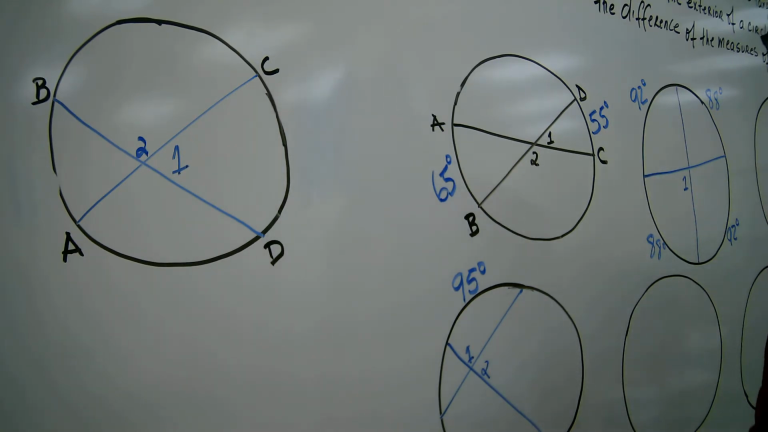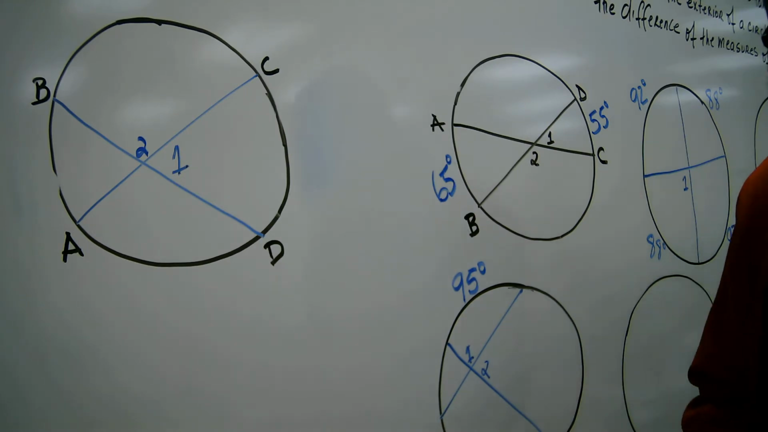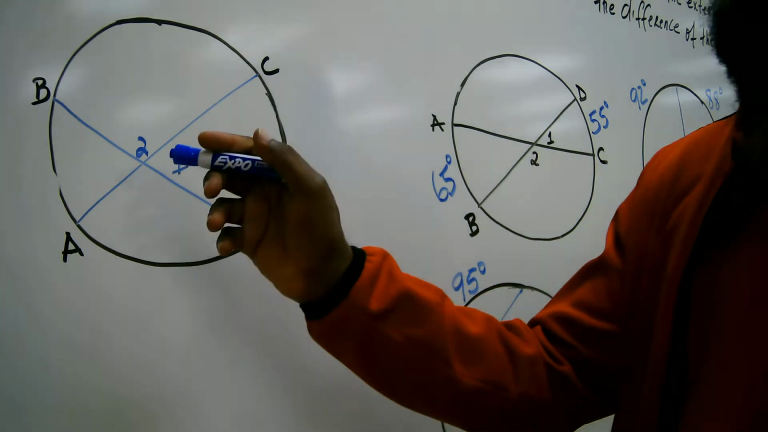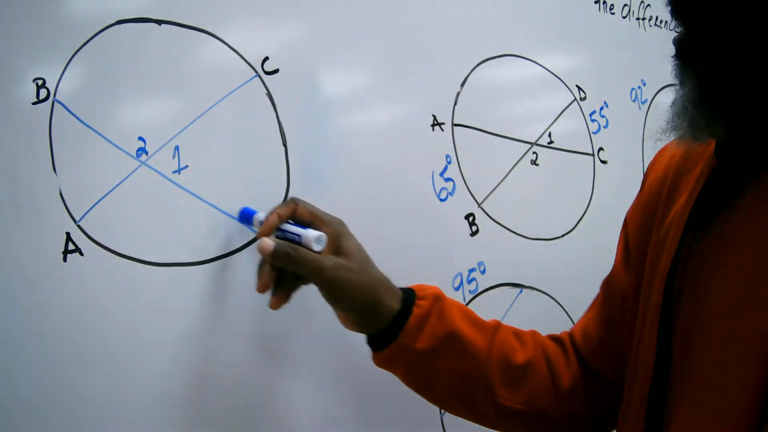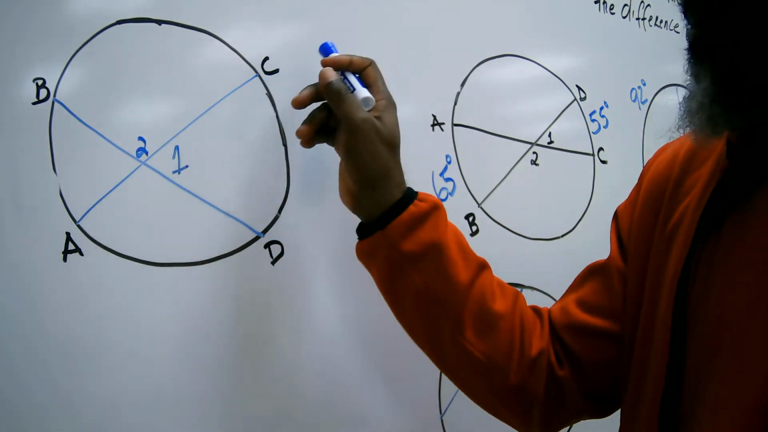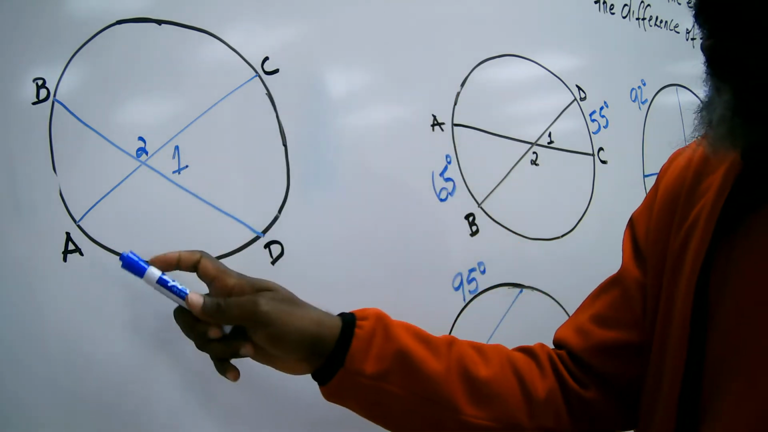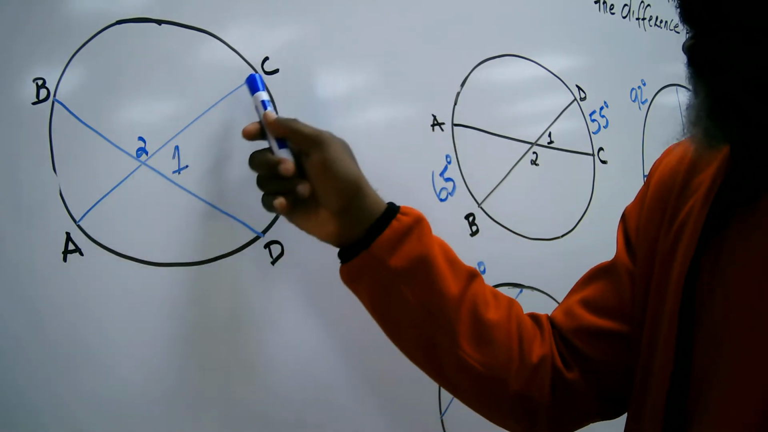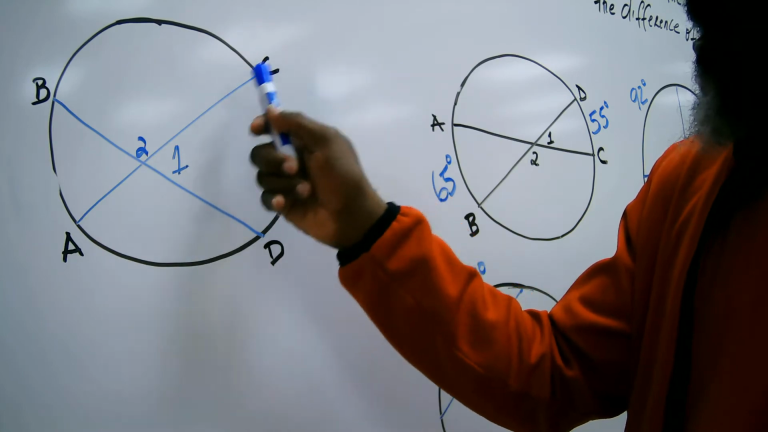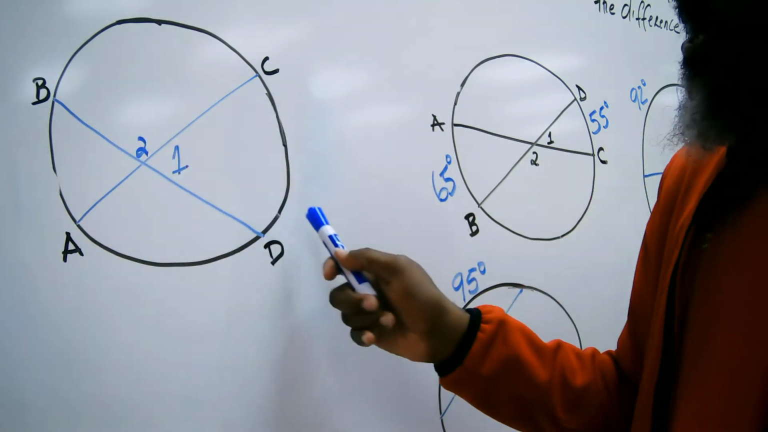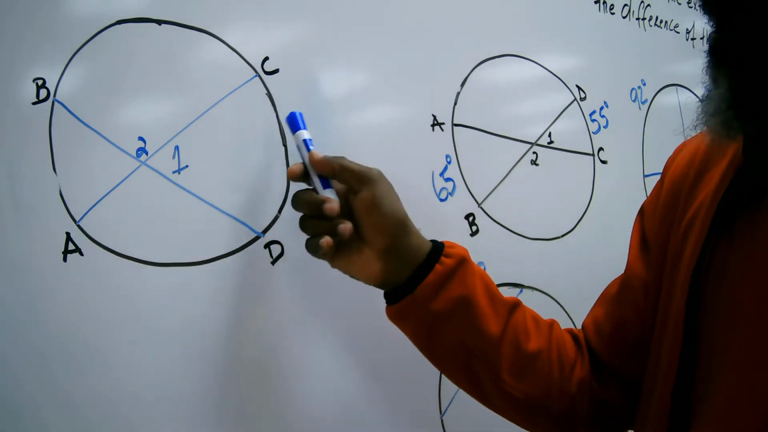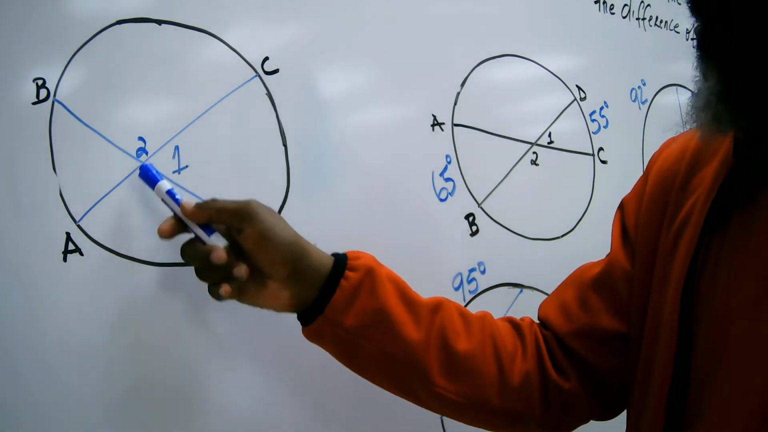So let's recap. Let's see if I can break this down for you. In this case, we have angle 1 and angle 2. We have chord BD and chord AC. Remember that when you have a chord, the two endpoints must stay on the circle. So we have chord BD and chord AC, and they intersect in the middle of the circle.